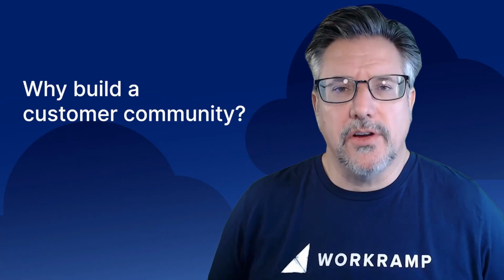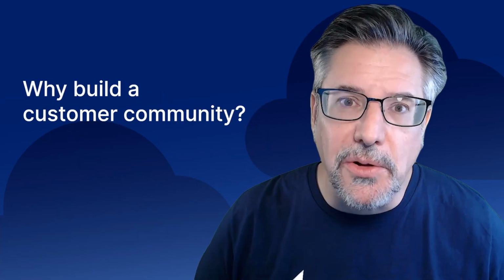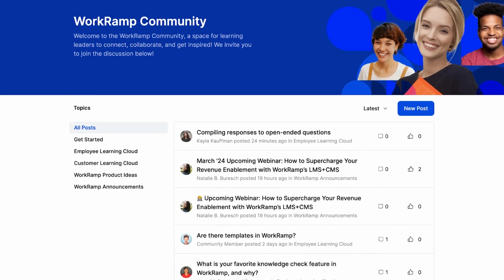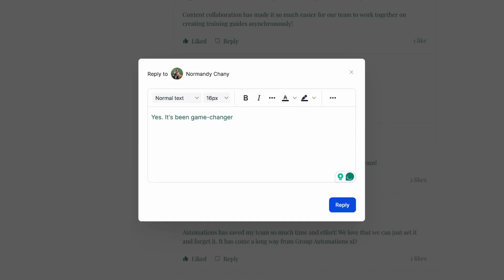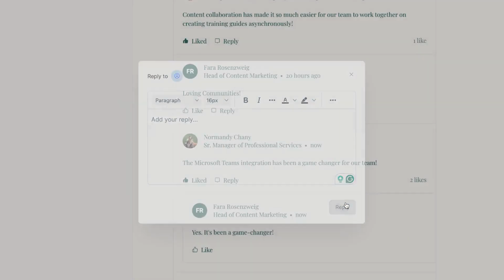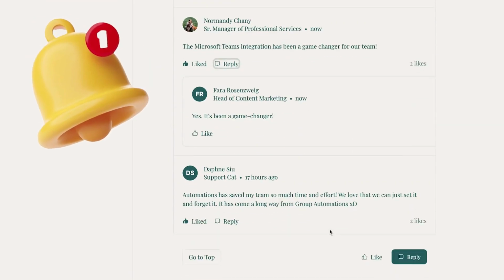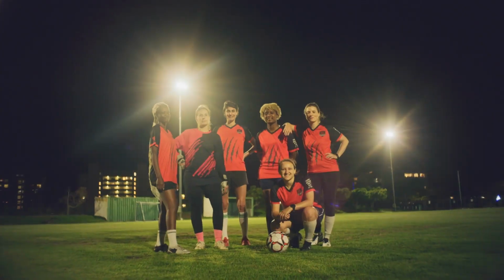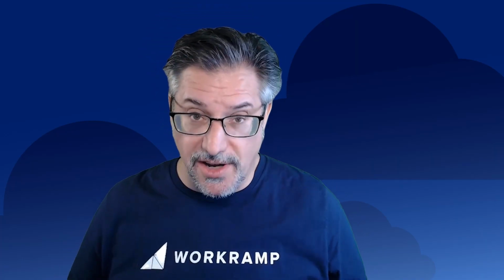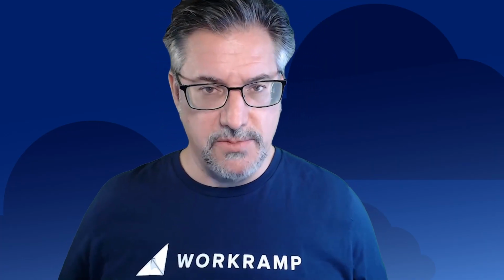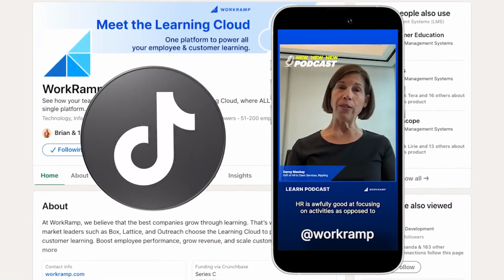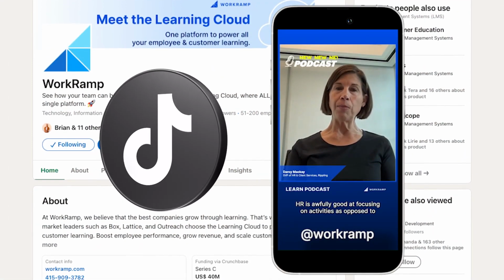So let's start by asking yourselves, why build a customer community? Customer communities are really an incredible way to foster both rapport and engagement with your user base. What is a community? It's a group of people who share common interests. This could be a soccer team, a religious group. Now, in our modern times, I like to think more in terms of Facebook and LinkedIn and other platforms, even TikTok. Those are places where we share in a community.